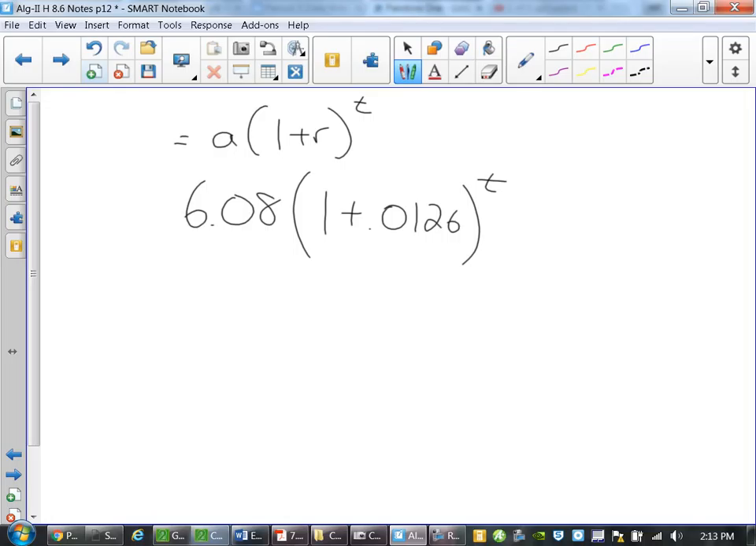After that, it said write the model. Well, you just wrote the model. And then it says in the year 2010, what would be the approximate population? So what would your value of t be if the original is at 2000?